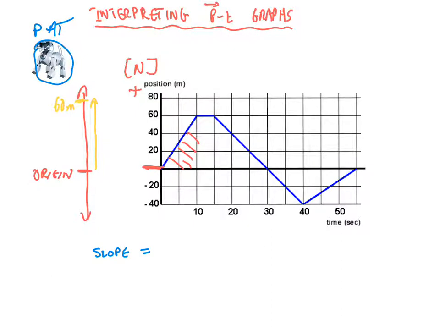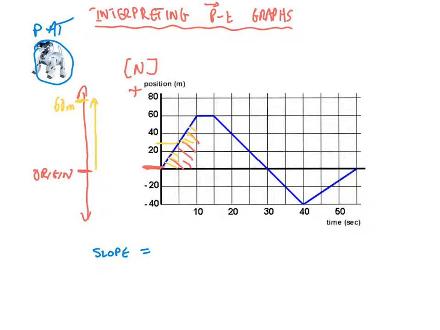Now we'll also notice that this slope is a straight line slope, and it means that for each second, Pat moved the same amount of distance. So for example, between 0 and 5 seconds, Pat moved 30 meters, and between 5 and 10, Pat moved another 30. So we see that the slope is not changing.